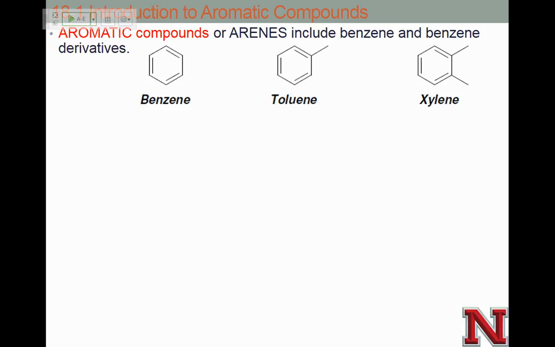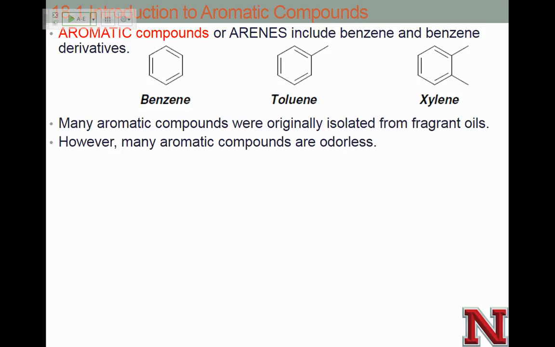So they do absolutely contain benzene and benzene derivatives, and those are really our most common aromatic compounds that we see. So we often will equate benzene to aromatic compounds, but there are many other aromatic compounds. The term aromatic comes from the fact that they were originally isolated from fragrant oils.